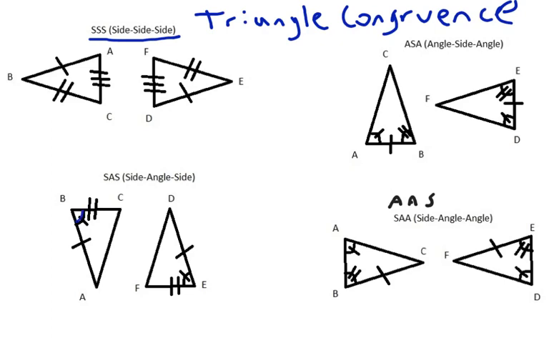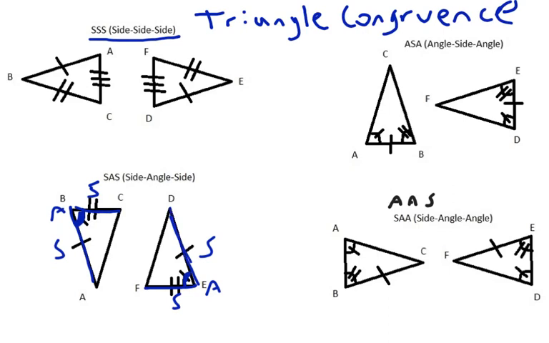If you look here, this angle right here is sharing the ray of these two sides. So the angle is directly between them. So that would be side, angle, side. And then that's the same thing in the other triangle there. This angle right here is directly in between these two sides. So side, angle, side.